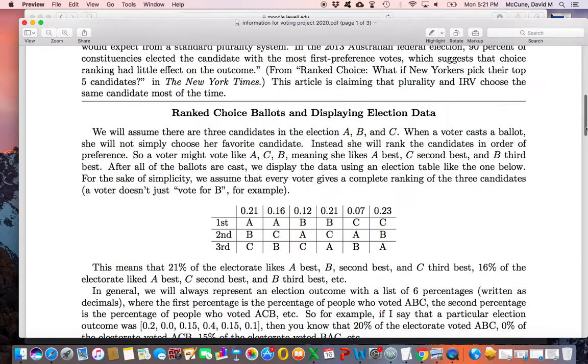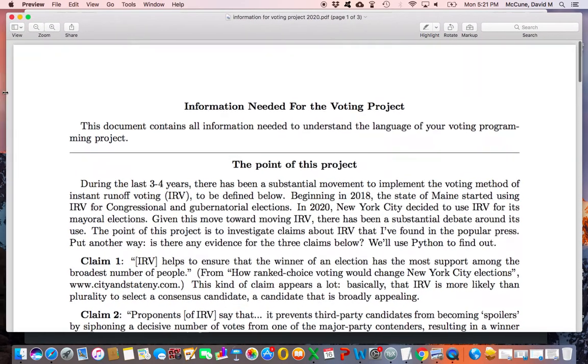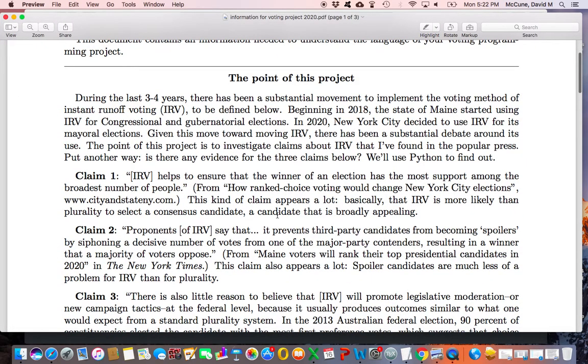Okay, so I'm not going to read all of this to you, but I want to hit some highlights. Let's just start by talking about what is this project about? What is the point of this? Okay, here's some background knowledge. During the last 3 to 4 years, dating back to say 2015, 2016, there's been a substantial movement to implement instant runoff voting in various elections. I will define that for you later, but just know this is a different way of electing a winner than just counting up votes and seeing who won, right? Most votes wins. It's a different method than that.